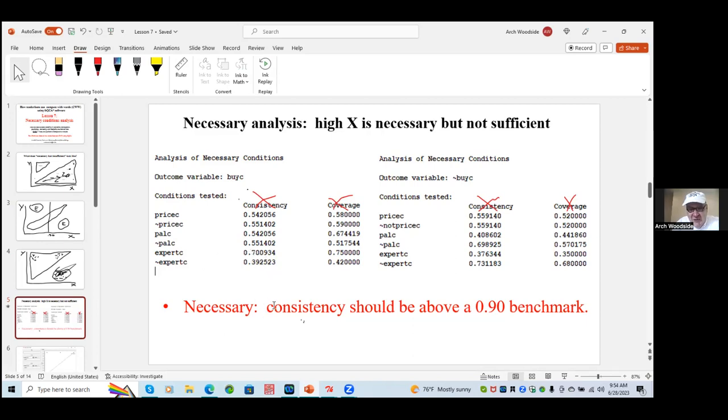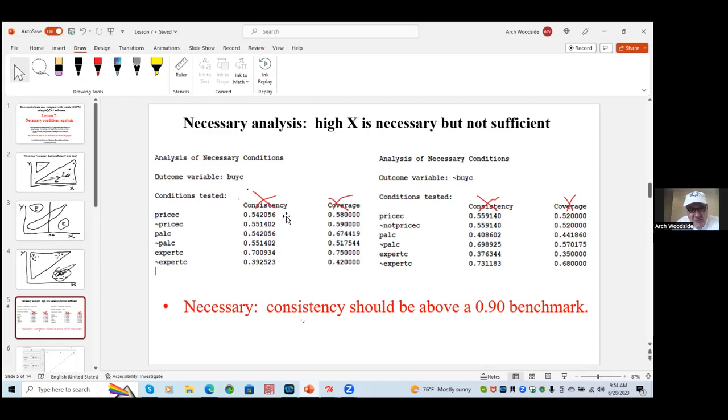To be necessary as an antecedent condition, the benchmark is 0.9 in consistency, very high consistency. The benchmarks here for consistency don't approach 0.9 at all.